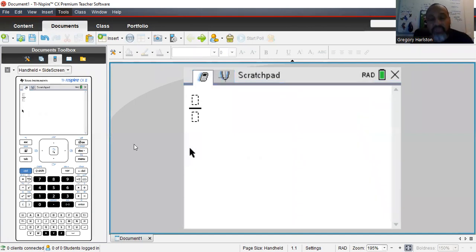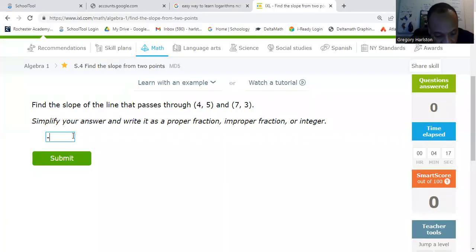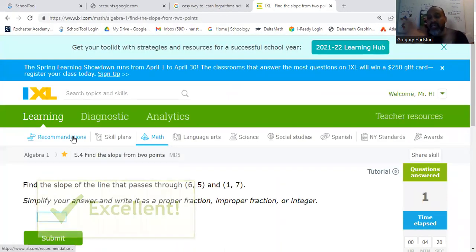So press enter. Now I'm going to take the 5, that was the first Y value, and subtract 3 from it. And then I'm going to go down to the bottom and do the same thing for the X's. It's going to be 4 minus 7. And then I press enter. And it tells me that the slope is negative 2 over 3. All right, so I go back to IXL and I'm going to put in negative 2 over 3. Press enter and it says excellent.